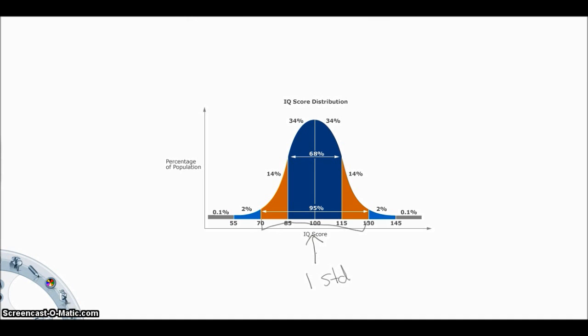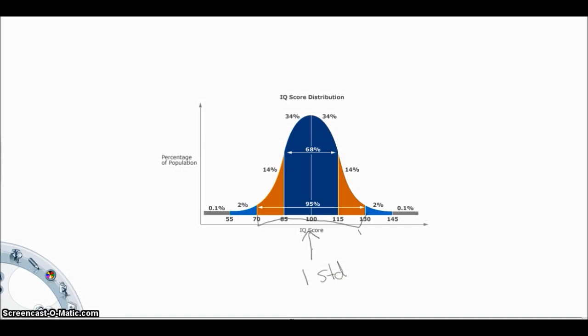Then we also have two standard deviations. That is the dark blue area and the orange area. Notice that that is two standard deviations away from the mean in either direction. That is 95% of our data, or the area underneath the curve.